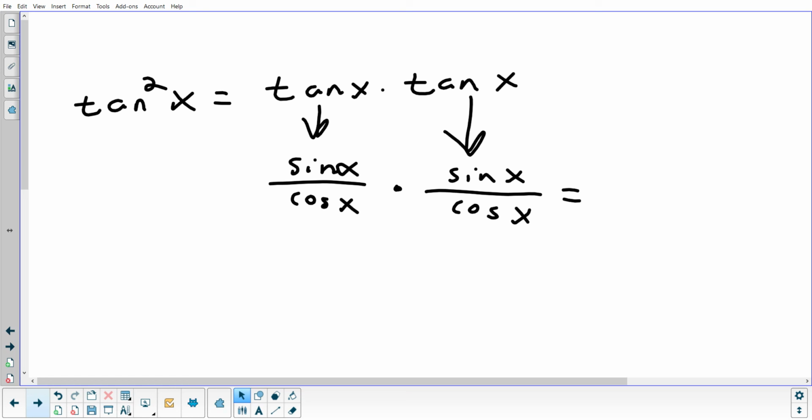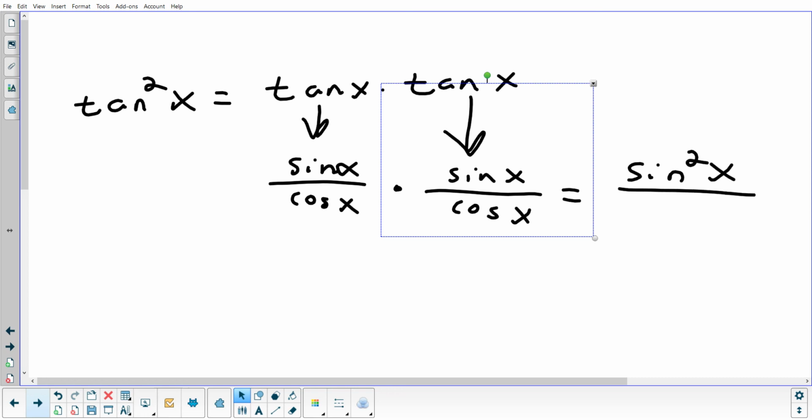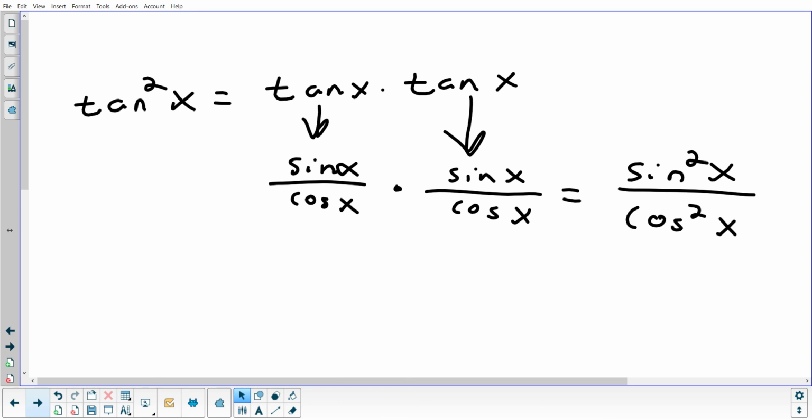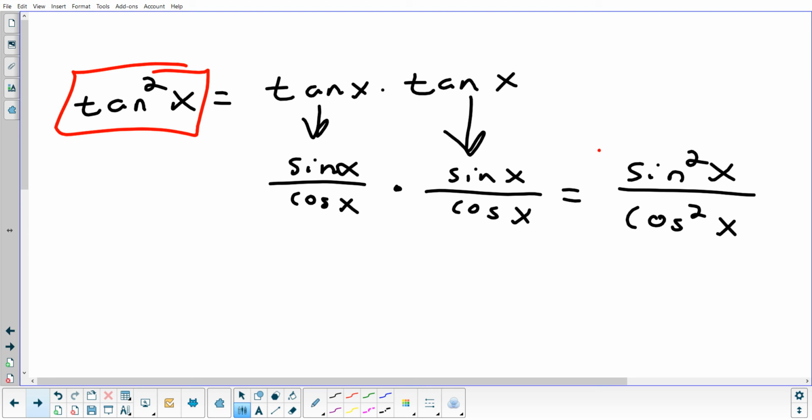And if you multiply those together straight across, what do you think sine times sine is? Yes, sine x squared. Yep, so sine squared x. And what do you think cosine times cosine is? Cosine squared x. So my point is this equals this. That's not another identity. That's really just using the one I showed you before, and you had a higher power.